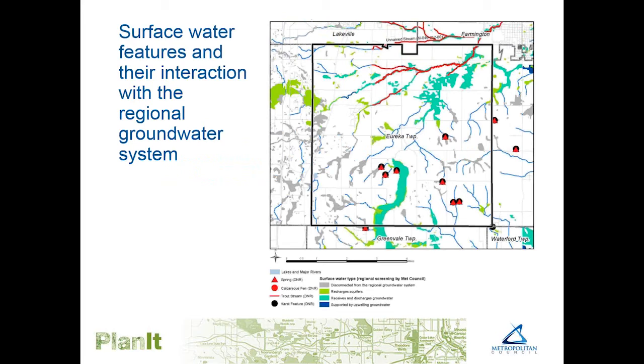Your comprehensive plan should acknowledge surface water features and their interaction with the regional groundwater system. For example, areas where surface waters are likely to discharge water into the regional groundwater system, shown in light green on this map, could be discussed in relation to stormwater management. Stormwater management best practices, such as rain gardens or infiltration basins or swales, may need special consideration in certain areas. Protecting water quality in these areas is likely to provide a benefit to groundwater quality as well as surface water quality.